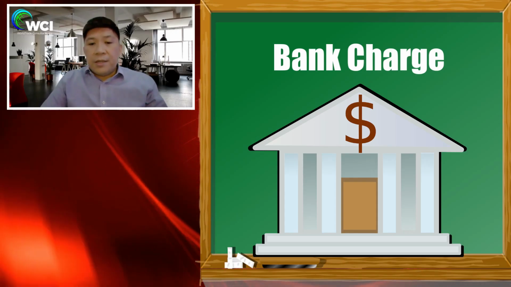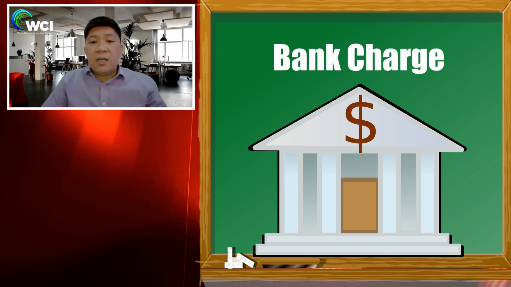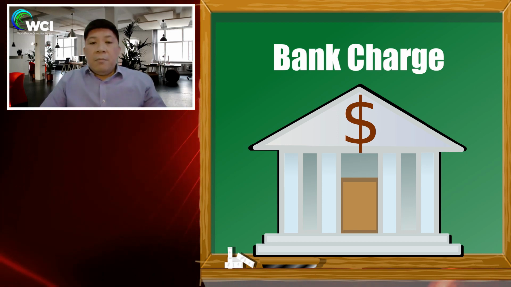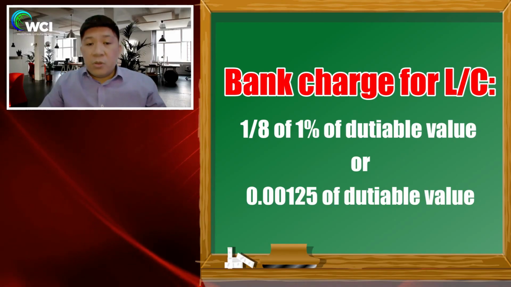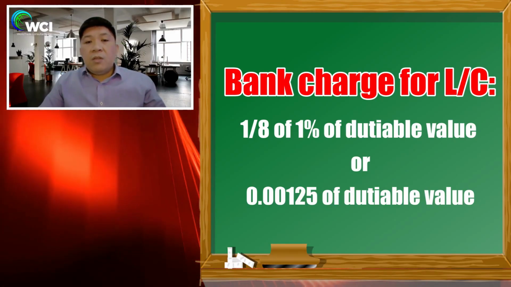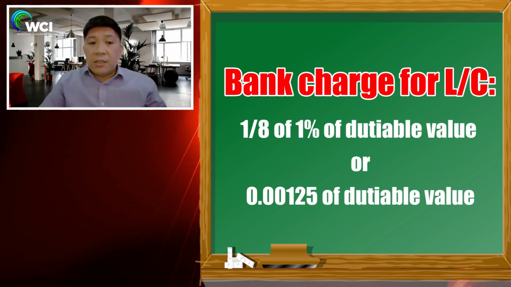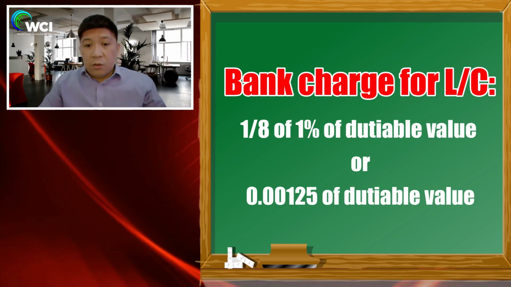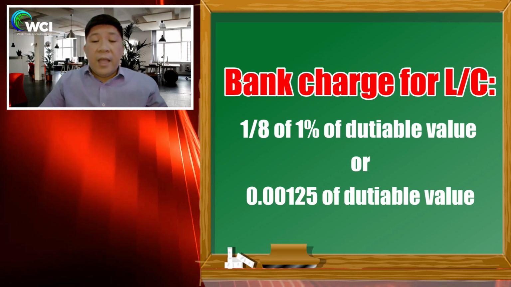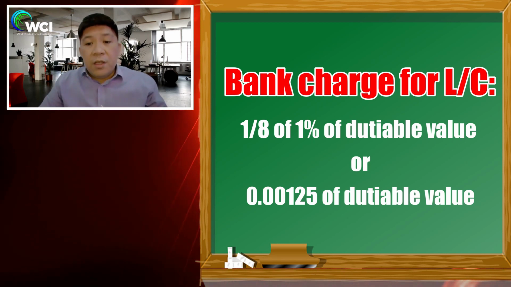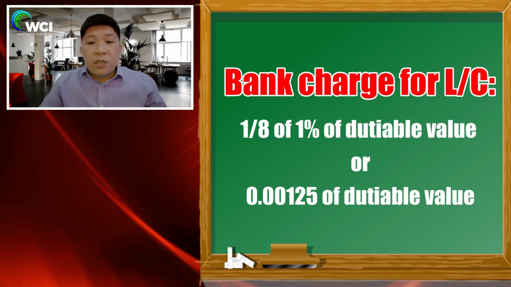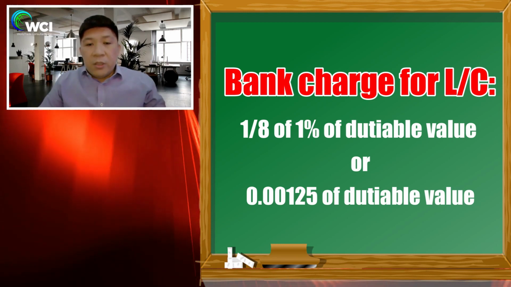The next is your bank charge. If you are using LC as your mode of payment, you need to indicate a bank charge in the elements of your landed cost, which is 1/8 of 1% of your DV, or 0.00125 multiplied by your DV. Okay, so you will get your bank charge.